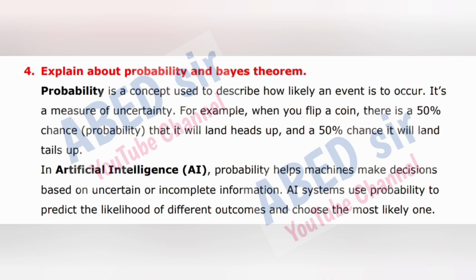For example, when you flip a coin, there is a 50% chance, probability, that it will land heads up, and a 50% chance it will land tails up. In artificial intelligence, AI, probability helps machines make decisions based on uncertain or incomplete information. AI systems use probability to predict the likelihood of different outcomes and choose the most likely one.